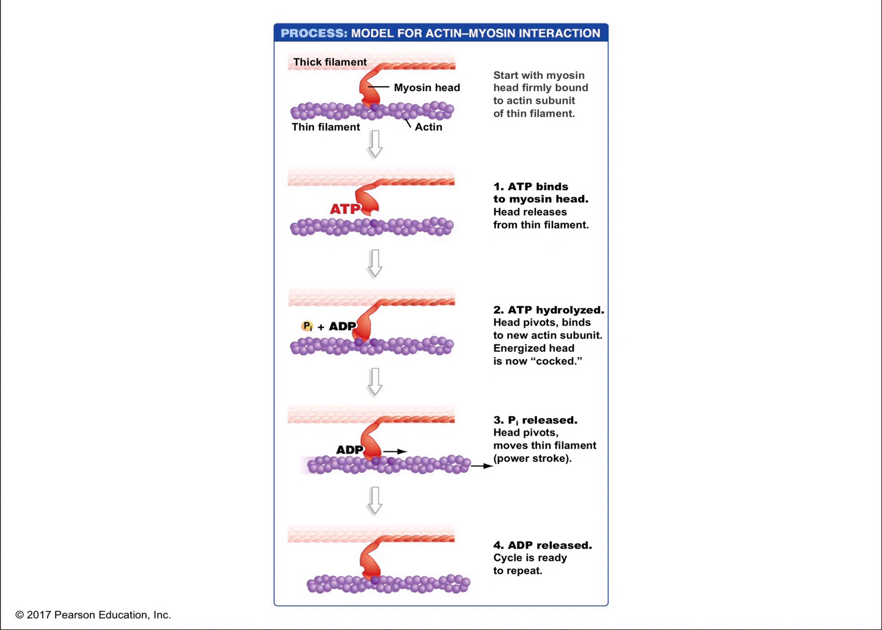So we need energy to relax muscles, which is kind of counterintuitive, right? But if you think about it, when someone dies, they end up in rigor mortis, where the muscles stay contracted and never relax because there's no energy to release those myosin heads. When ATP is hydrolyzed, however, we see the head cocked, and now we're starting to move that filament. Step 3, phosphate's released, head pivots. That's the power stroke. ADP is released, and the cycle ultimately will repeat here.